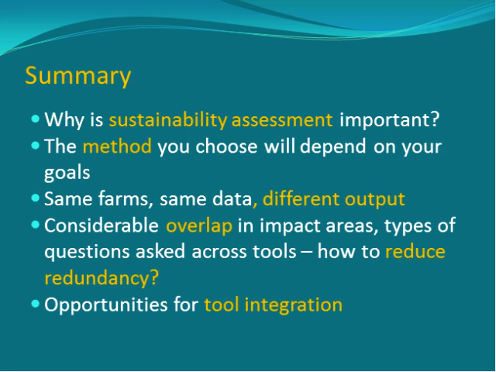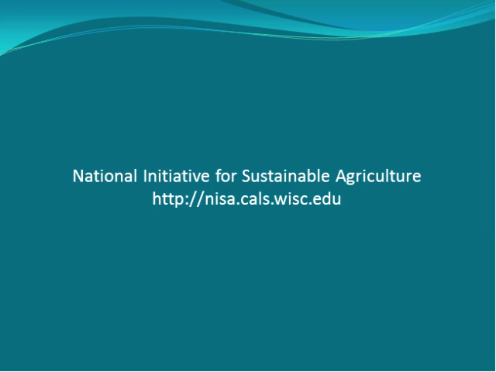You can be looking at the same farms, have the same data, and you'll get a different output depending on the type of tool that you use. So that's something to keep in mind. And as we saw from the charts that I showed, there's considerable overlap in impact areas and the types of questions asked across the tools. So one thing to consider is how do you reduce redundancy so that it's not burdensome to the grower to fill out yet another tool. And then we also briefly talked about opportunities for tool integration as a way of allowing the farmer to better assess the outcomes of implementing practices. And that's it.